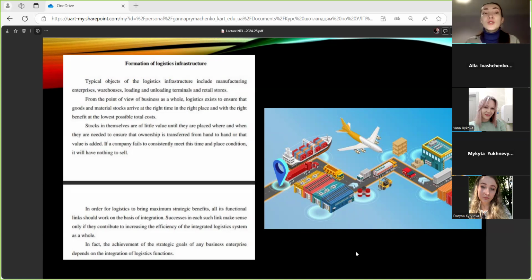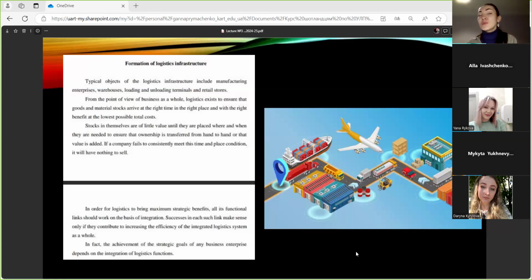Typical objects of the logistics infrastructure include manufacturing enterprises, warehouses, and, of course, it could include or not include some, but we discuss all these types. Loading and unloading terminals, because sometimes we need to use them, sometimes not. And retail stores. So, from the point of view of business, logistics exists to ensure that goods and material stocks arrive at the right time, in the right place, and with the right benefit at the lowest possible total costs.